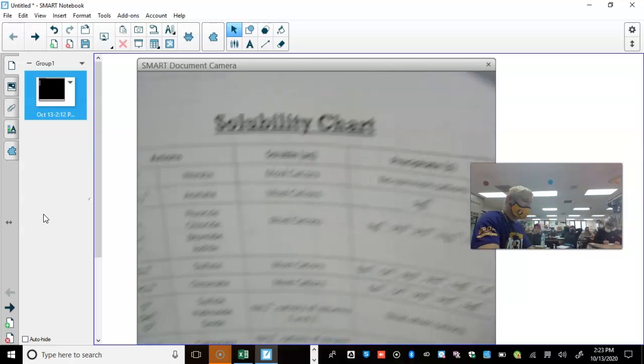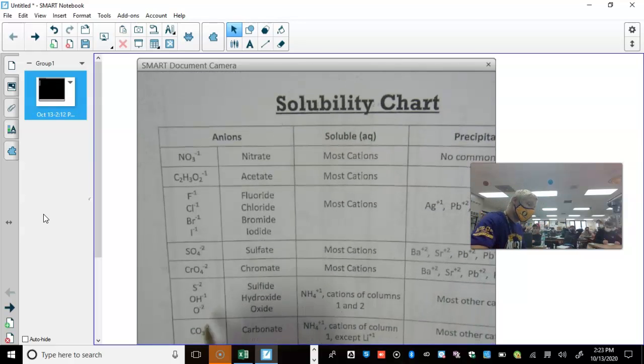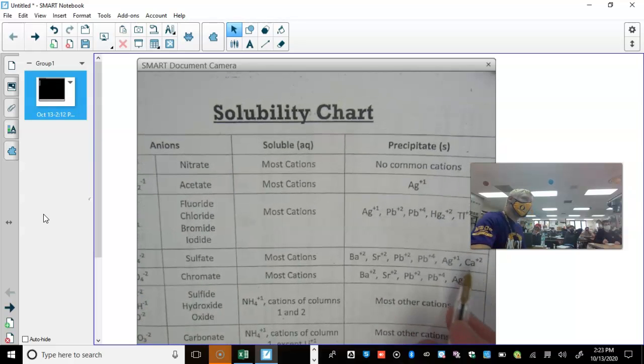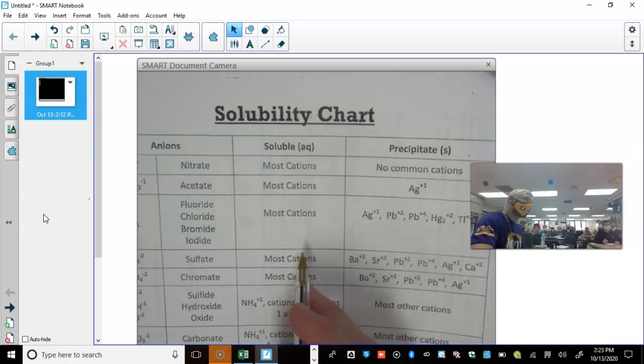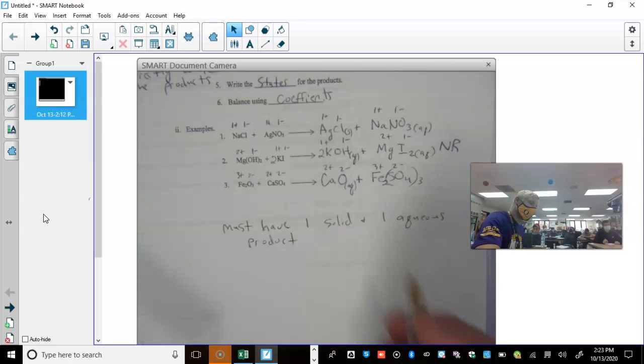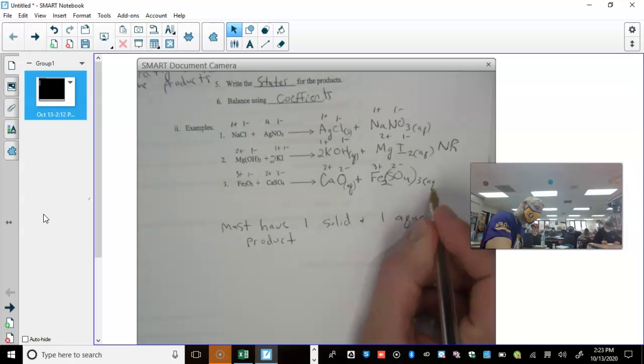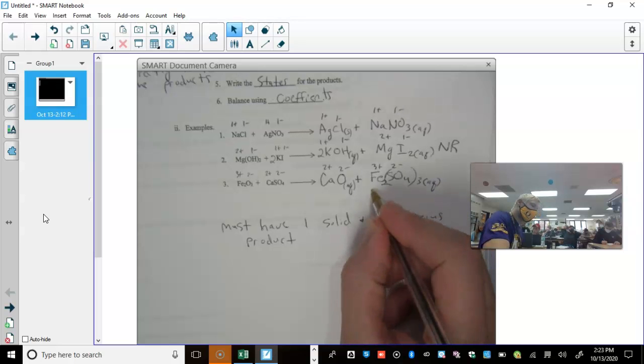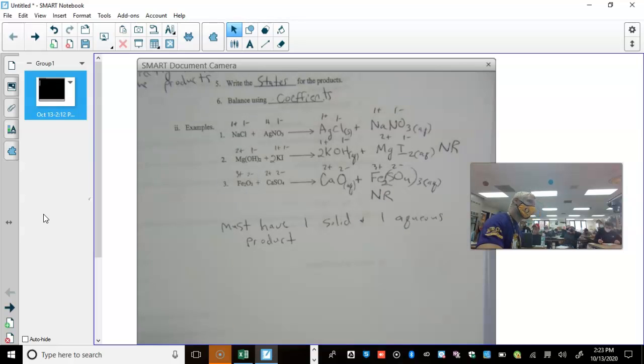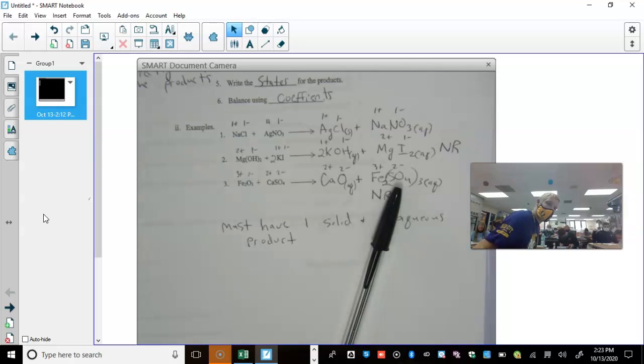So iron sulfate. I'm looking at sulfate, it's right there. And iron, is it any of these elements? No, it's most cations, therefore aqueous. So if I have two aqueous products, the answer is no reaction for that. And I don't have to balance it because it's a no reaction. All right. So that's double replacement reactions.